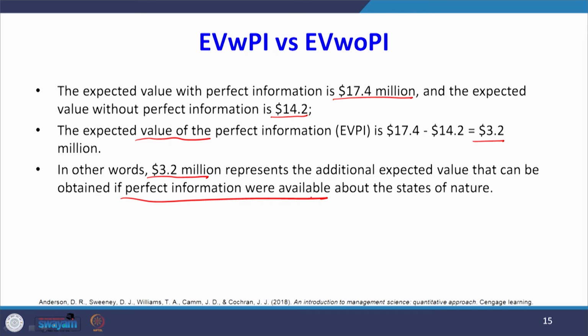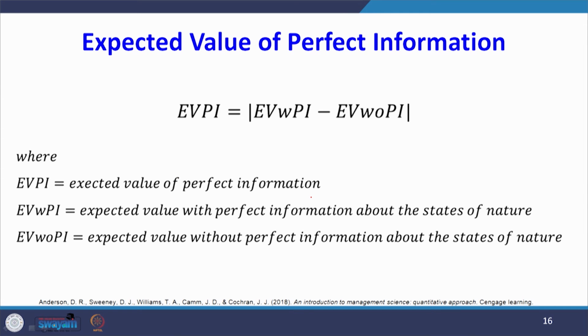In other words, we can say the consultation fee which you can provide to the marketing research company should not exceed this $3.2 million, because the difference between knowing perfect information and not knowing perfect information is only $3.2 million. So, the expected value of perfect information is the difference between expected value with perfect information minus expected value without perfect information.